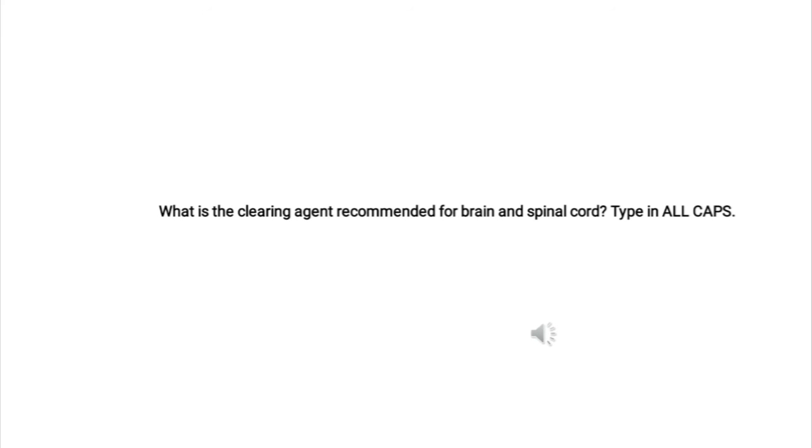And we are down to our last question. What is the clearing agent recommended for brain and spinal cord? Type in all caps. The correct answer is cedarwood oil or cedarwood, in which it is specially recommended for CNS tissues in cytological studies. And that would be all for our quiz 3 rationale.